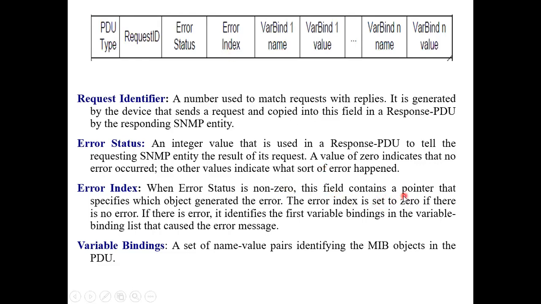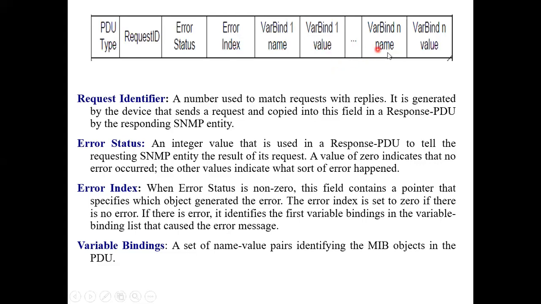Okay, so this field contains a pointer that specifies which object generated the error. The error index is set to 0 if there is no error. If there is an error, it identifies the first variable binding in the variable binding list that caused the error message. I hope it's a simple way to understand. 0 है मतलब कोई error नहीं है. Apart from 0, any number means it indicates the type of error. Okay, if it is non-zero, it will indicate which object is in error. Okay, so then I know कि हाँ बाबा ये object is in error.